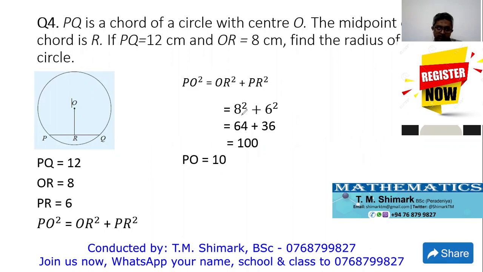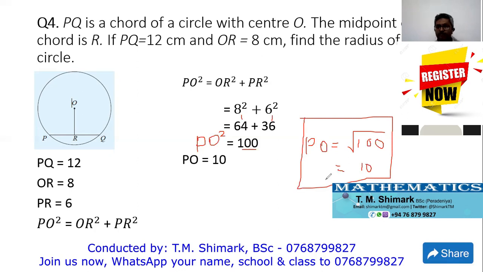8 squared means 64. Yes, 8 into 8 is 64, and 6 squared is 36, right? Add, and it's 100. So it's going to be PO squared, right? So now PO, I am going to get the answer as square root of 100. Square root of 100 means it's going to be 10. If I write like this, am I correct mathematically?